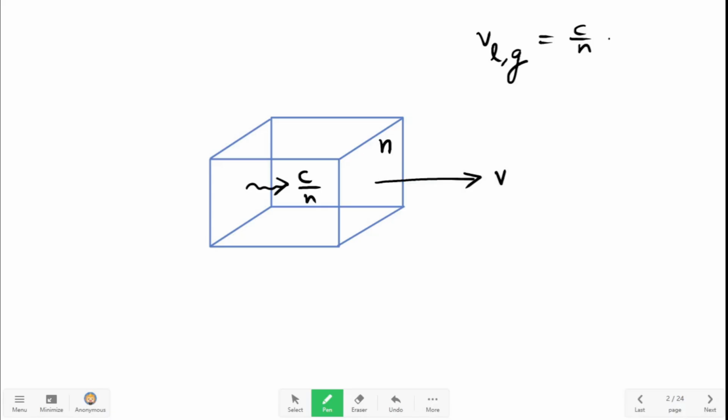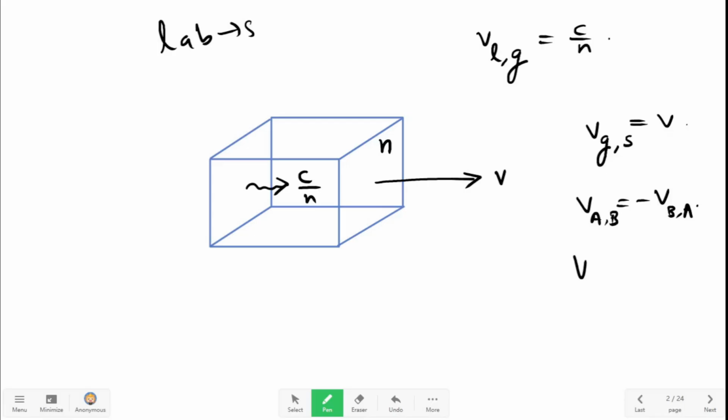Therefore we can write velocity of glass block with respect to the ground, with respect to the laboratory frame. Let us denote lab by S. So velocity of glass block with respect to the S frame, the laboratory frame, is equal to V. Now you know that VAB is equal to minus VBA. Therefore I can write VSG, velocity of the ground or the laboratory with respect to the glass block, is equal to minus V.